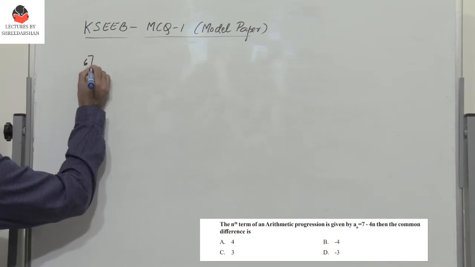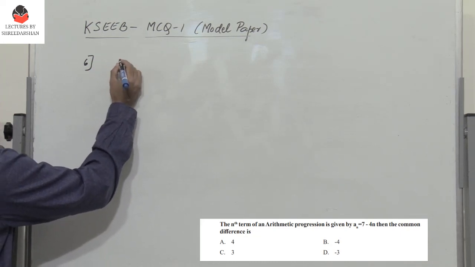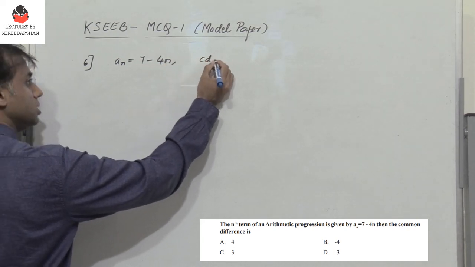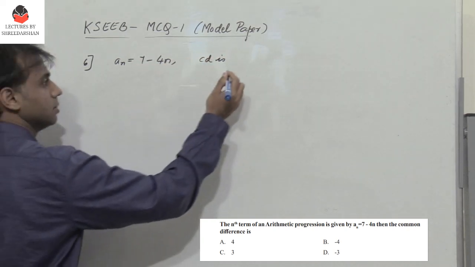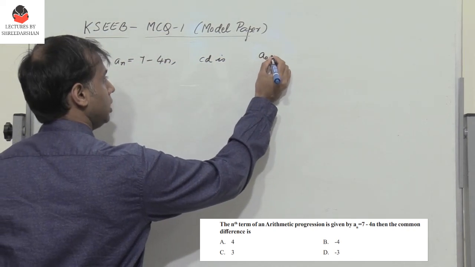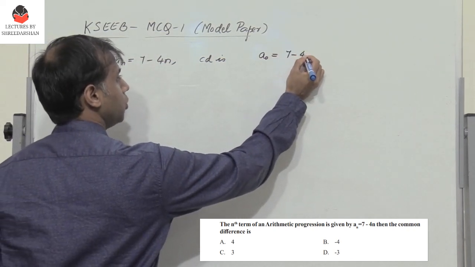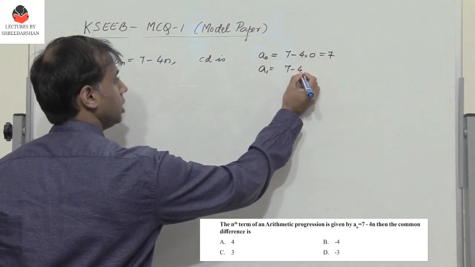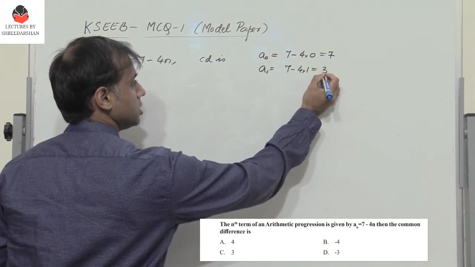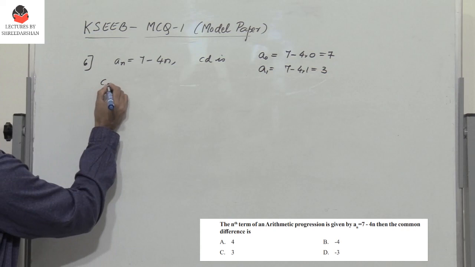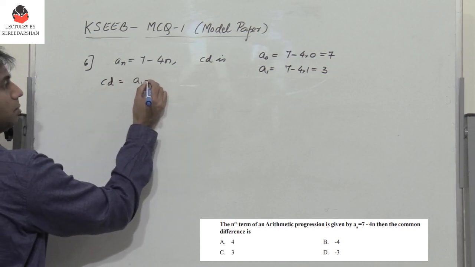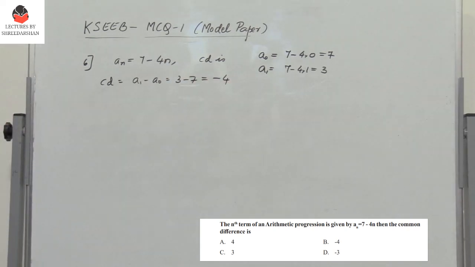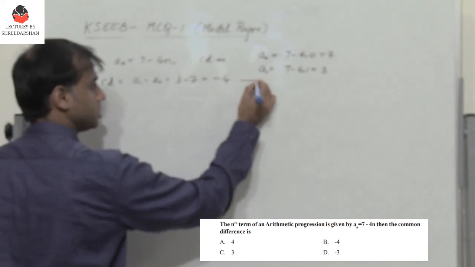Sixth one, the nth term of an AP is An equals 7 minus 4n. Then the common difference is, so this is An. So let's start with a0. The first term is 7 minus 4 into 0, which is 7. The next term, a1, is 7 minus 4 into 1, which is 7 minus 4 is 3. So how do I find the common difference? The common difference is a1 minus a0, which is 3 minus 7, which gives me -4. So -4 is the right answer. So the option is B.